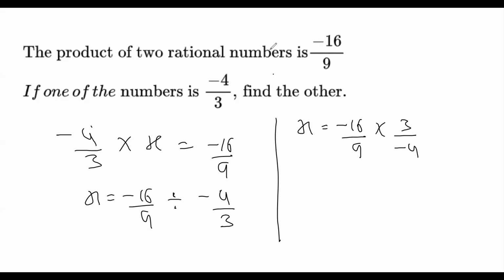Now this can be reduced. We can reduce 3 one times, 3 three times. The minus signs get cancelled. 4 one times, 4 four times. So therefore, x comes out to be what? 4 multiplied by 1 is 4, and 3 multiplied by 1 is 3. So it's 4 over 3 is the answer for this.